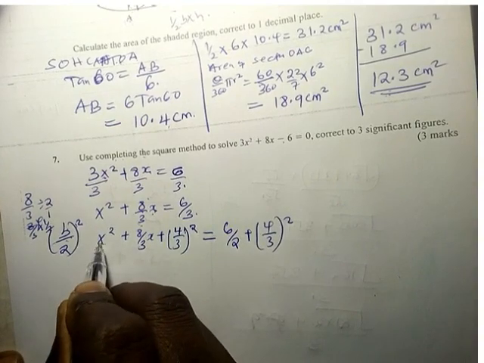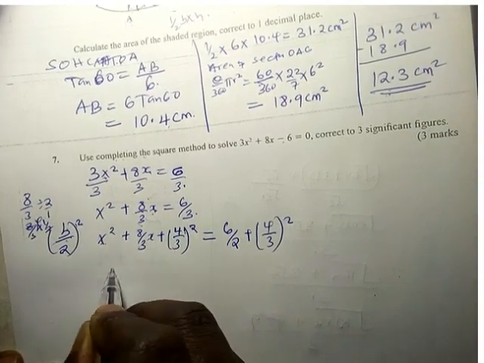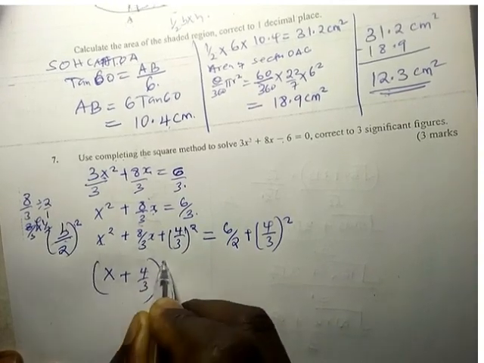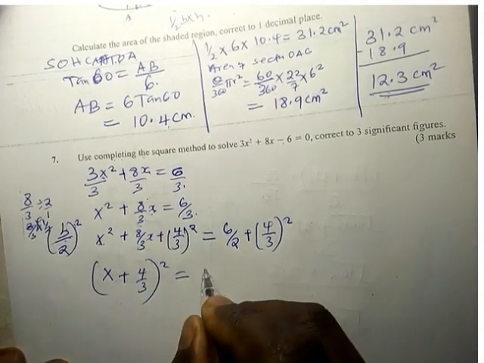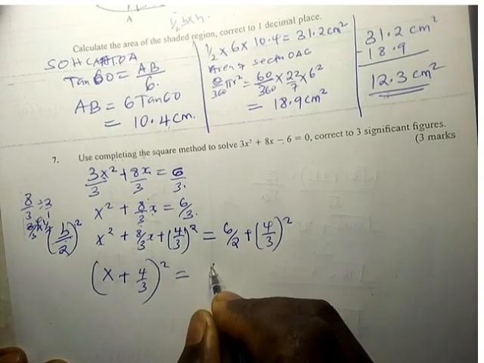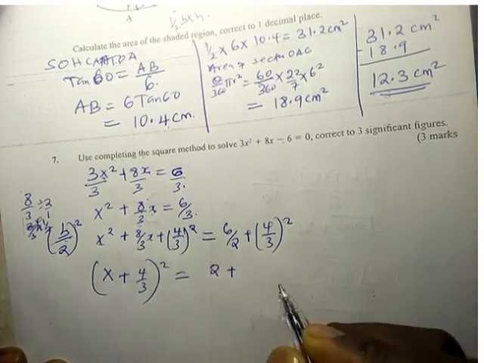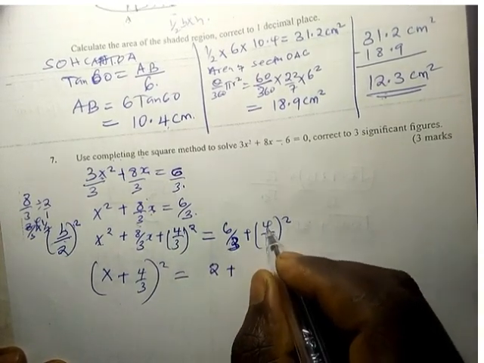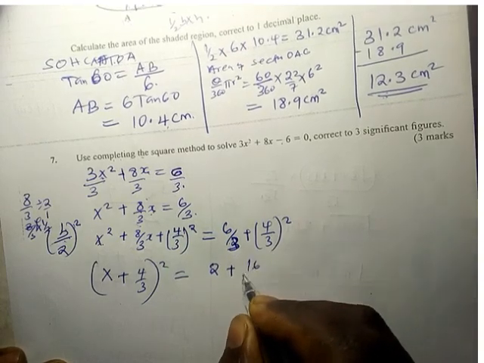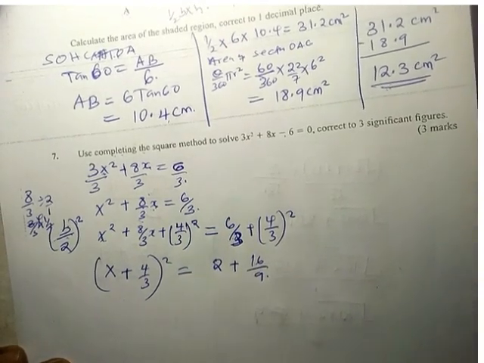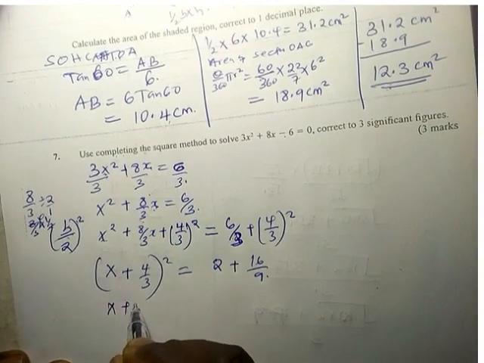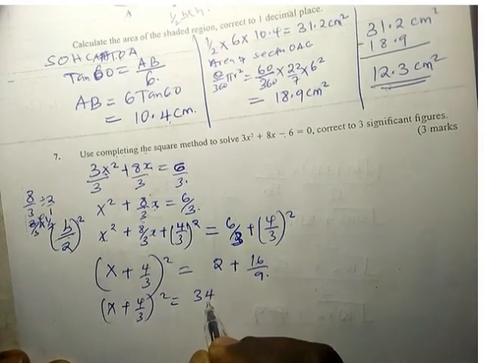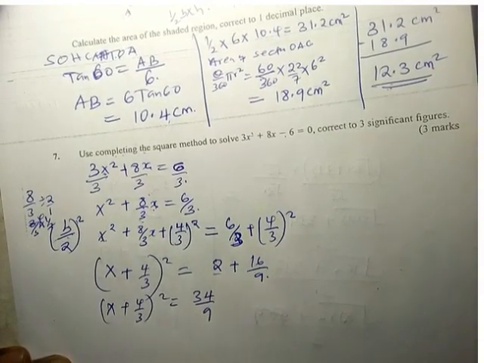Now we are going to pick one x here, that is now x plus 4 over 3 square is equal to 6 over 3, which is actually 2, plus the square of this, which is 16 over 9. X plus 4 over 3 square is equal to 34 over 9. When you add this one, it's going to be 34 over 9.